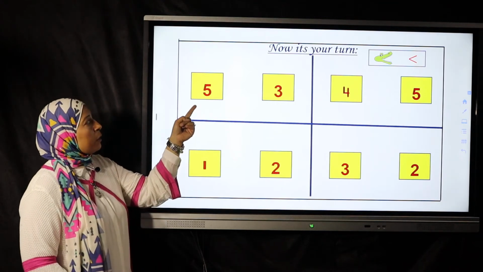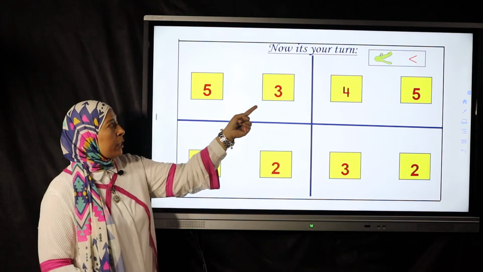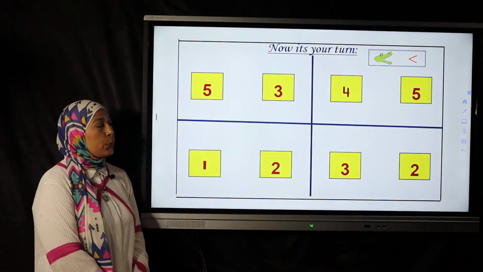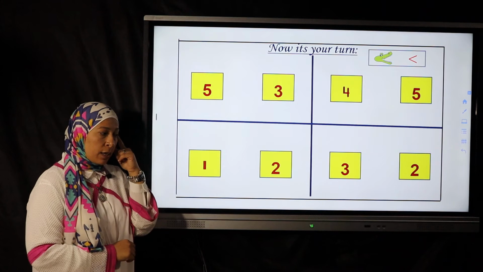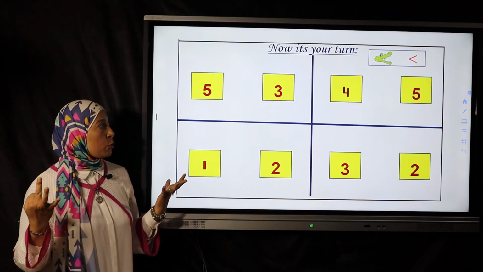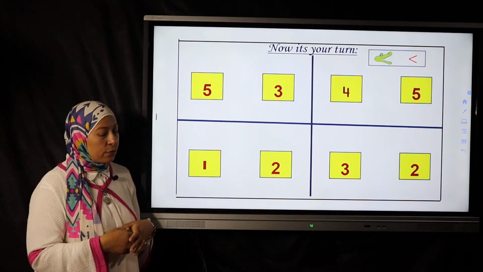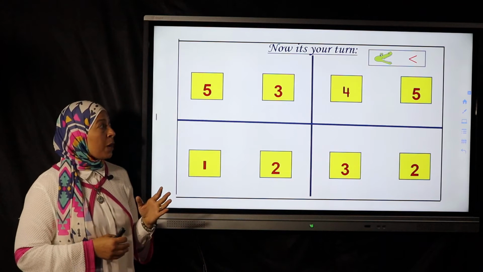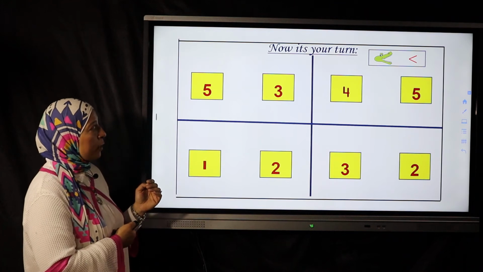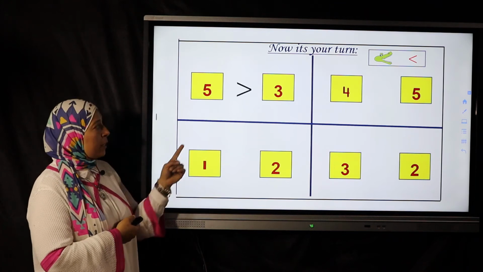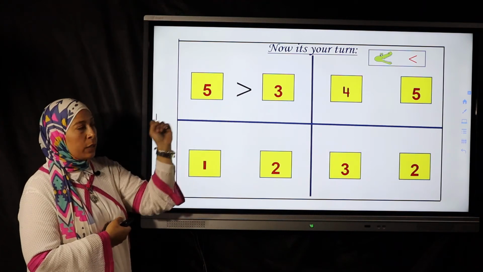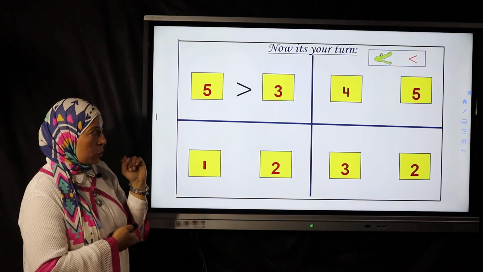This is number, yes, excellent, 5. And here we have number 3. Which one is bigger, 5 or 3? Try to think. 5 means 5 fish, and 3 means only 3 fish. Which is bigger? Yes, excellent, 5. So the alligator is going to open his mouth wide to which number? The bigger number, which is 5. Excellent. See, this is the mouth of the alligator. It's opened to the bigger number. Let's move to the next one.